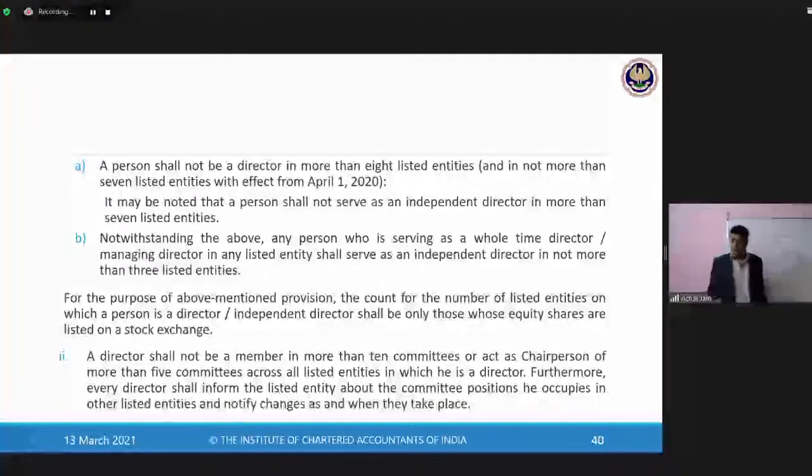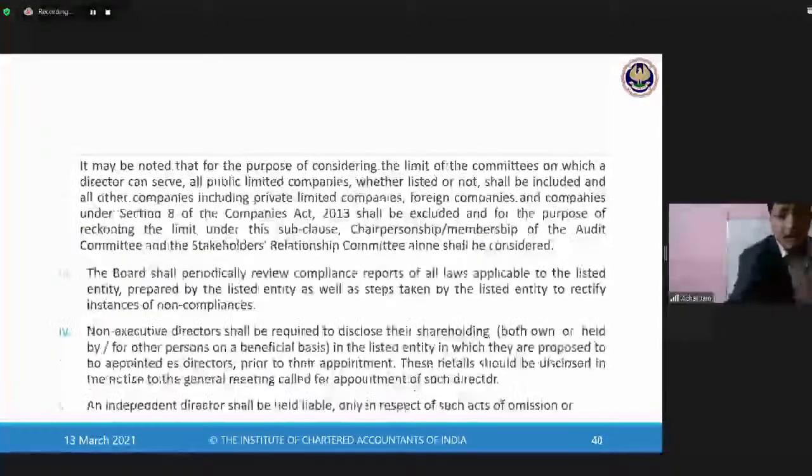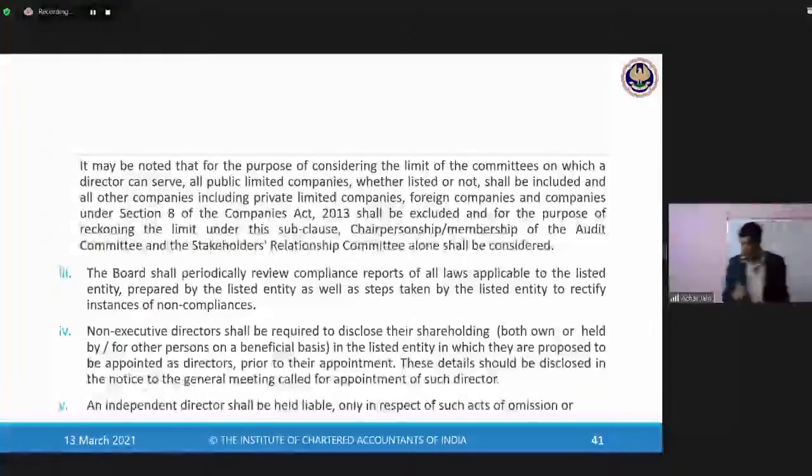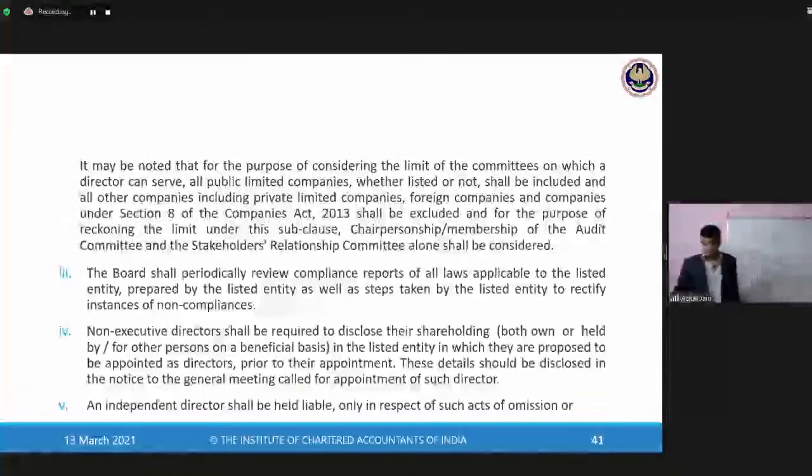Moving further onto this requirement, point number 3, please. The board shall periodically review compliance reports of all the laws applicable to the listed company, prepared by the listed company, as well as the steps taken by the listed company to rectify instances of non-compliances.